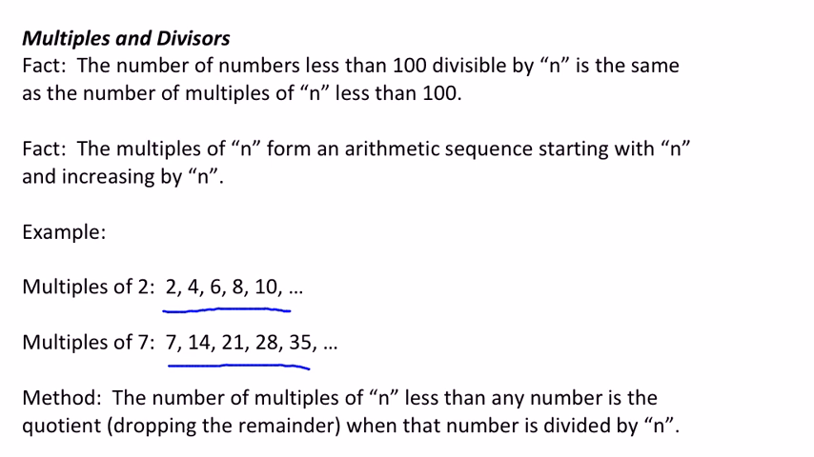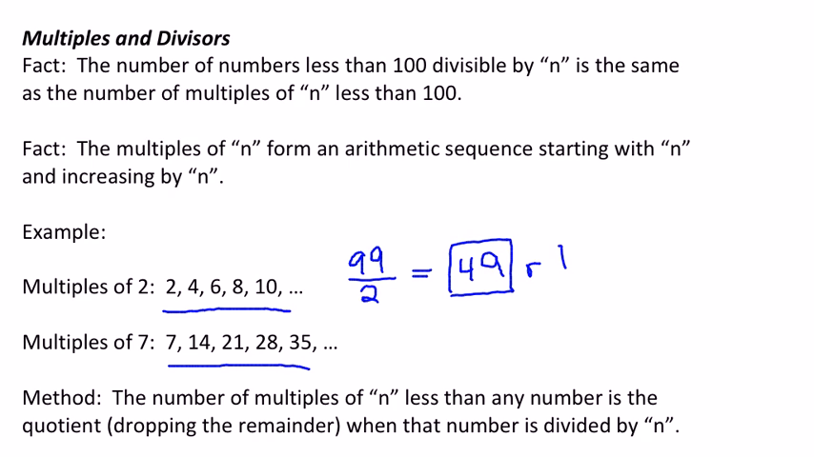If we want to count the number of these multiples or divisors, there's actually a very nice way to do it. All you do is divide by n. So if I want to know how many multiples of 2 less than 100 there are, you don't actually divide 100. You want to divide the largest number less than 100, which is 99. You do 99 divided by 2, and that gives you 49 remainder 1. Well, that tells you that 49 of the numbers less than 100 are divisible by 2.